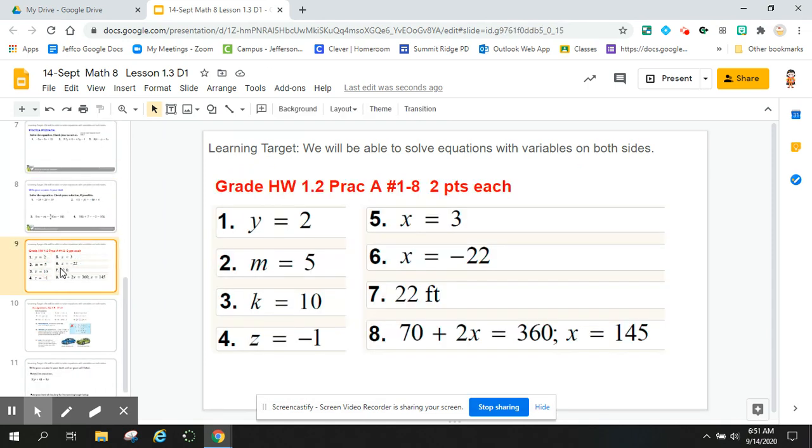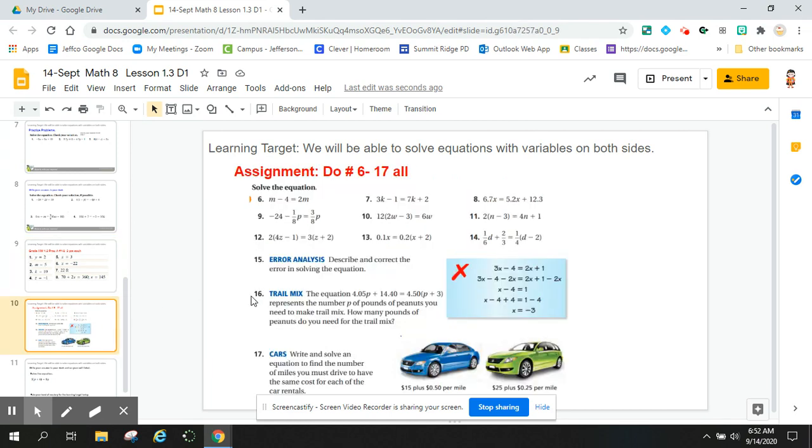And then here are the answers to your homework from last Wednesday. It was on your slideshow. I believe it was slide 8. And then lastly, your homework or your assignment to do is slide 10.